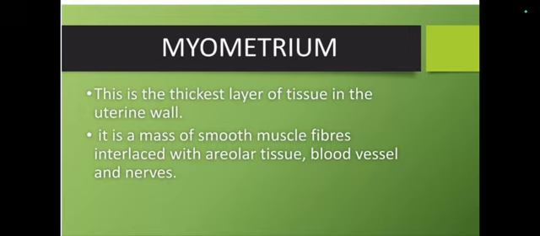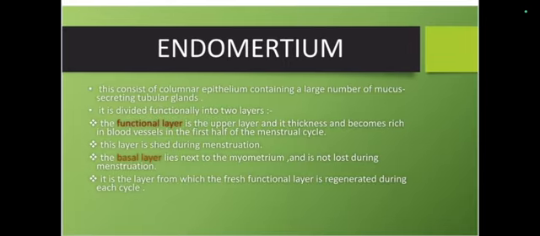Myometrium. This is the thickest layer of tissue in the uterine wall. It is a mass of smooth muscle fibers interlaced with areolar tissue, blood vessels, and nerves. Endometrium consists of columnar epithelium containing a large number of mucus-secreting tubular glands.